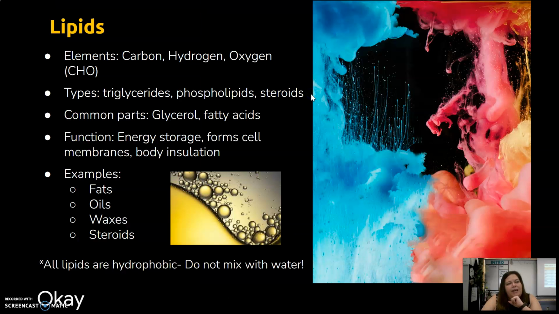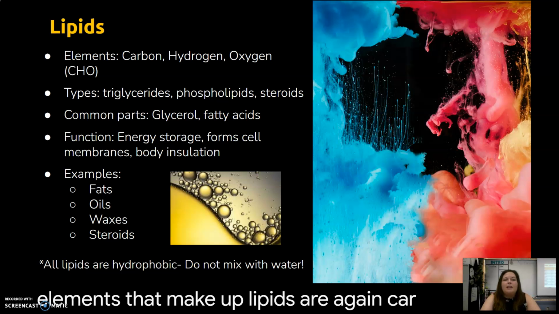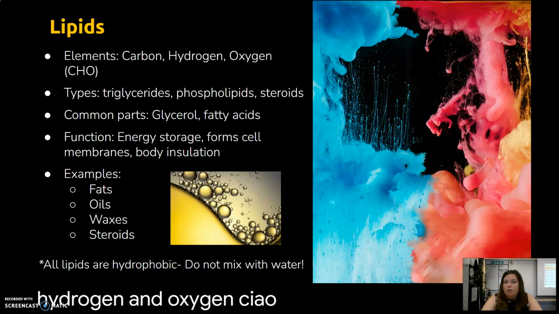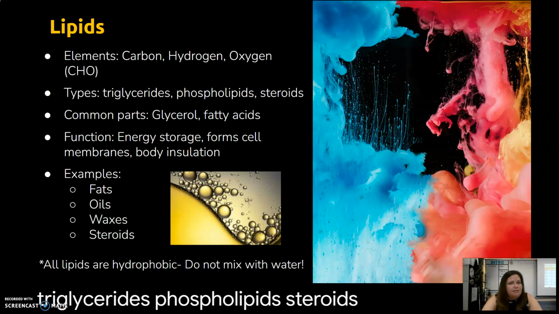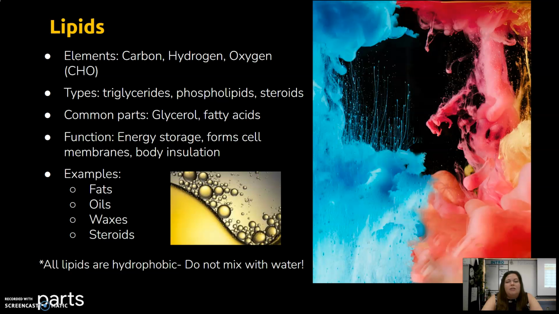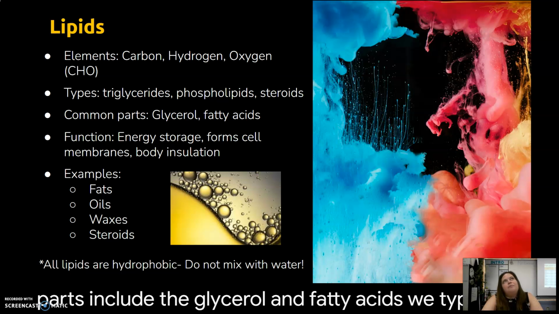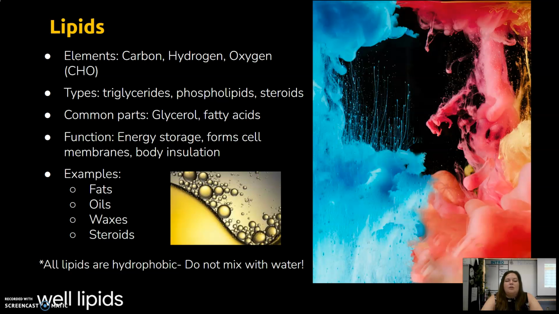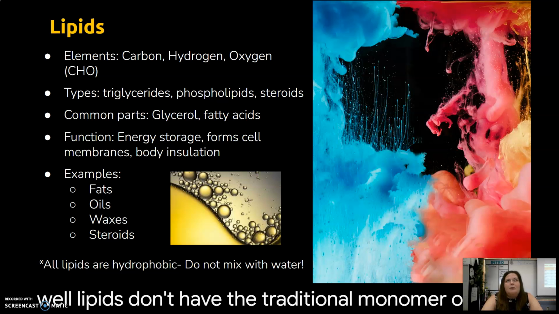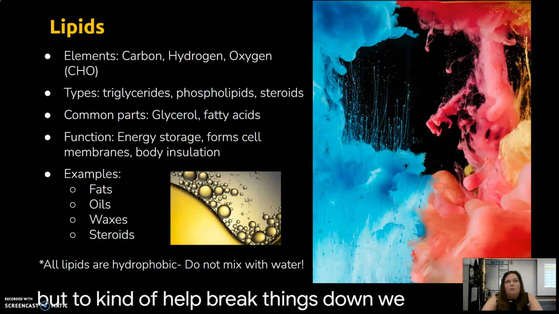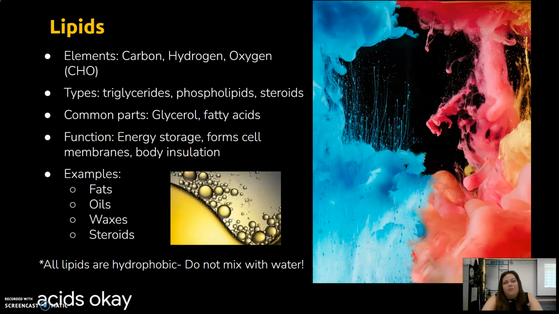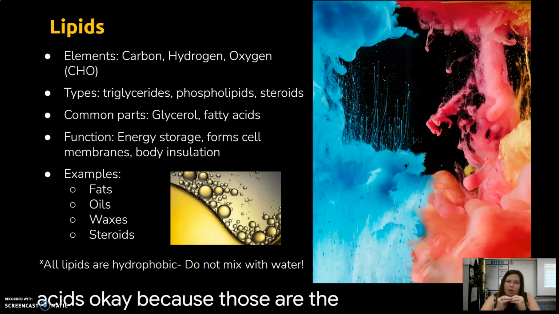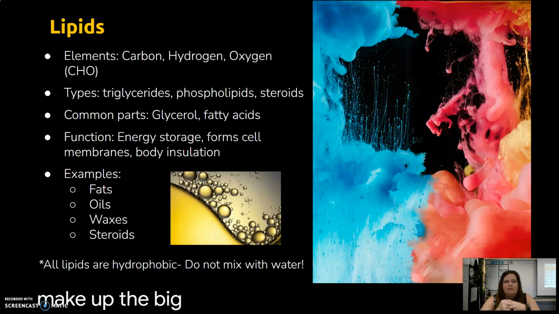Going into lipids, the elements that make up lipids are, again, carbon, hydrogen, and oxygen. CHO, right? So much easier if you know what that means. Our types include triglycerides, phospholipids, and steroids. The common parts include the glycerol and fatty acids. Lipids don't have the traditional monomer, but to help break things down, we will often refer to the monomer as being glycerol and fatty acids, because those are the smaller parts that make up the big lipids.